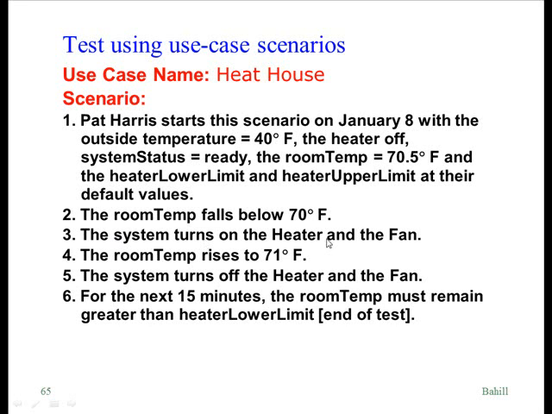So this is what they see. The heater is on and the fan is on, so that's good. Then the heater starts to heat the house, and they start seeing the room temperature rising. After reaching the upper limit, the system turns off the heater and the fan. Then for the next 15 minutes, the room temperature must remain greater than the lower limit. Remember those cycles, so they wait and make sure that everything is working correctly. So this is an example of testing using a use case scenario.